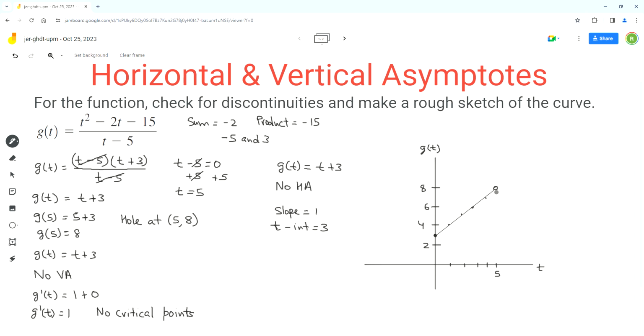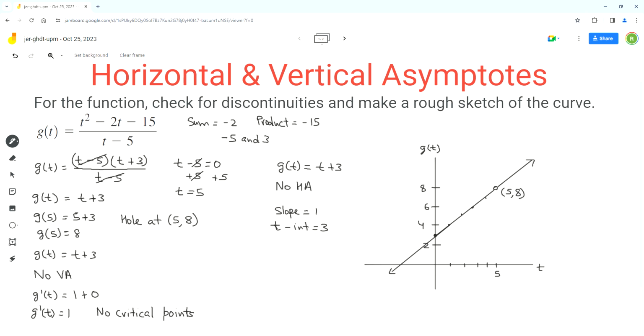Now this line should not pass through the hole, so it has to skip over the hole, and we can extend it on the other side. So this can be the sketch of the function g of t. This point is 5, 8. So that's the hole.